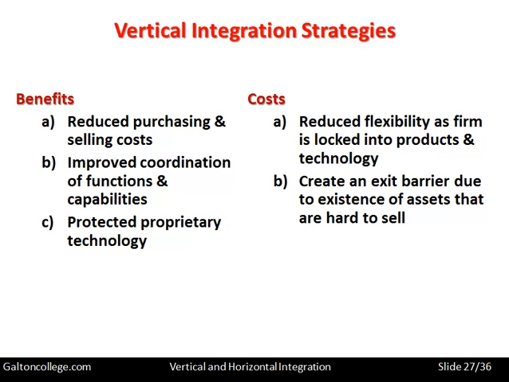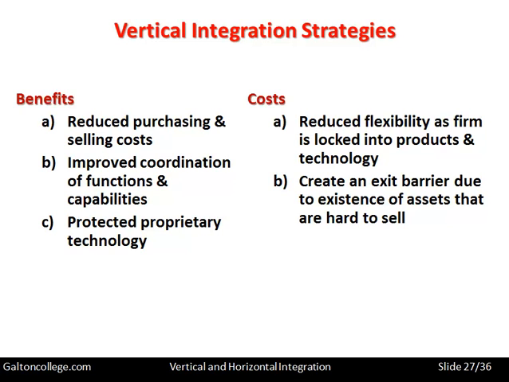There is an exit barrier. It's difficult to get out of the market. Once it's vertically integrated, either forwards or backwards, there is a commitment. And it may be difficult to sell off assets or liquidate the assets of the business because the assets are so particular to that line of production. The machinery, the technology may all be built around the production of a particular product.